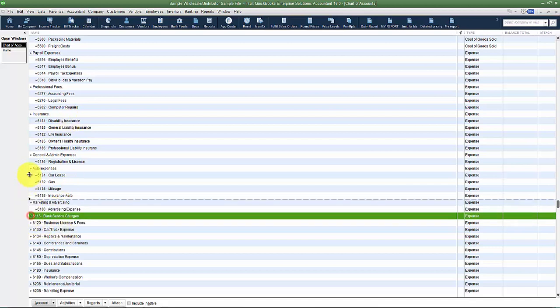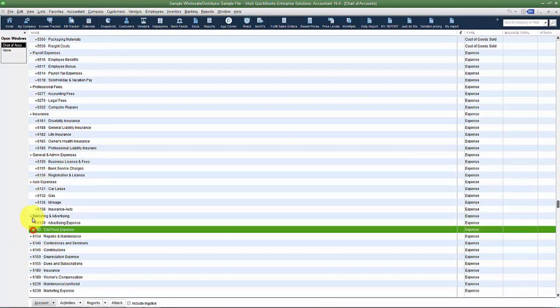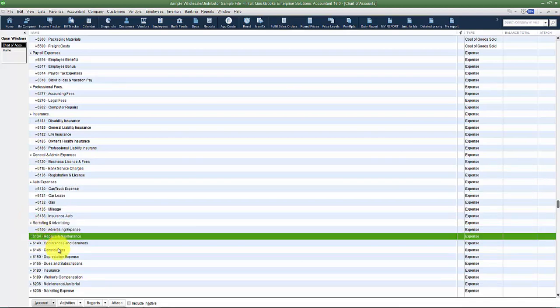So bank service charges, general and admin, those are probably usually pretty low. Business license fees, pretty low. Car and truck, can stick under auto. Okay. Repairs and maintenance. This is one of those where you have to make a decision on whether repairs and maintenance is a pretty high expense or you have some concern around it. You have equipment that needs to get repaired a lot. Probably needs its own little header category.